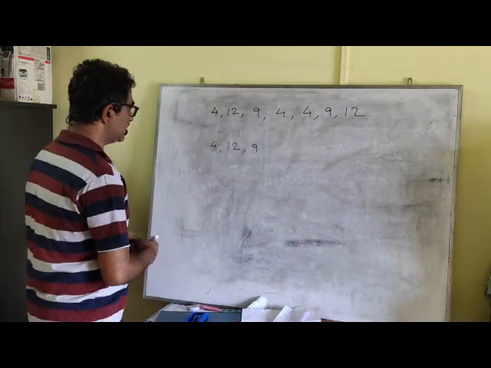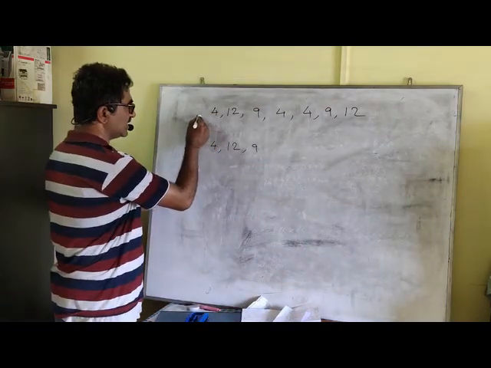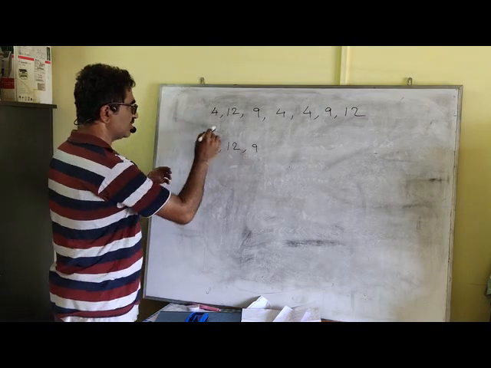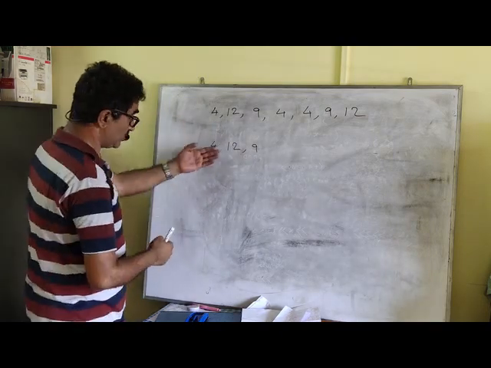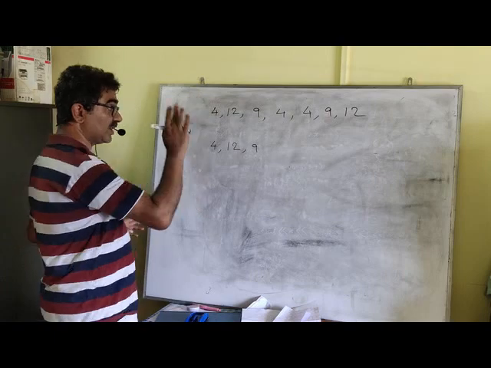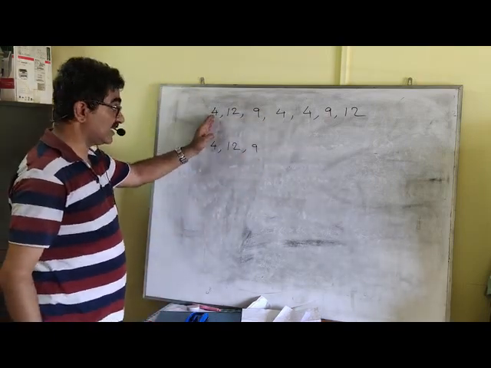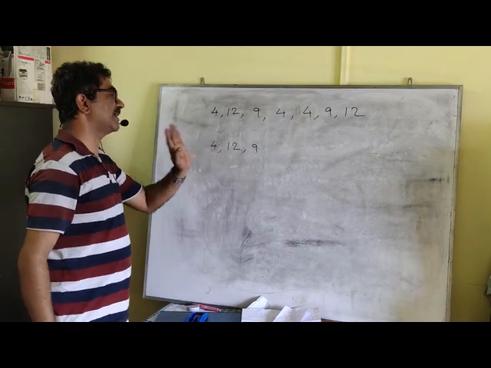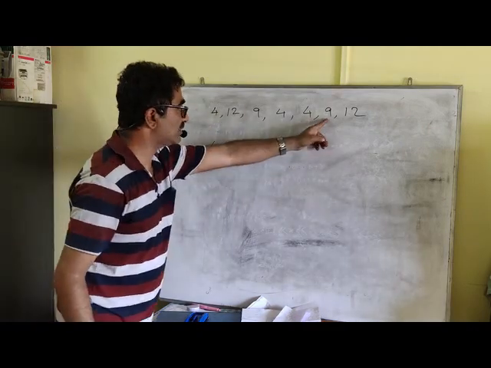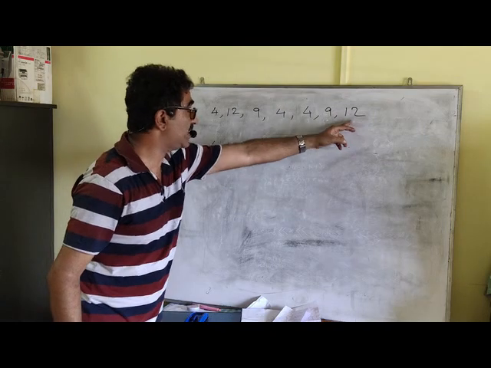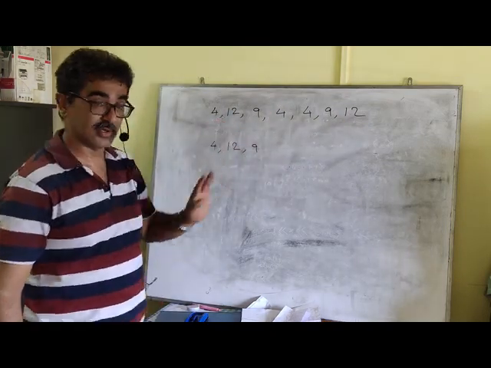So let's take 4. Does it exist before it? No. So we are going to display it. 12. Does it exist before it? No. So I am going to display it. 9. Does it exist before it? No. So I am going to display it. Next comes 4. Does it exist before it? Yes, it exists. So I am not going to display. Again 4, it exists. I am not going to display. 9, it exists before it. I am not going to display. 12, it exists before it. I am not going to display.